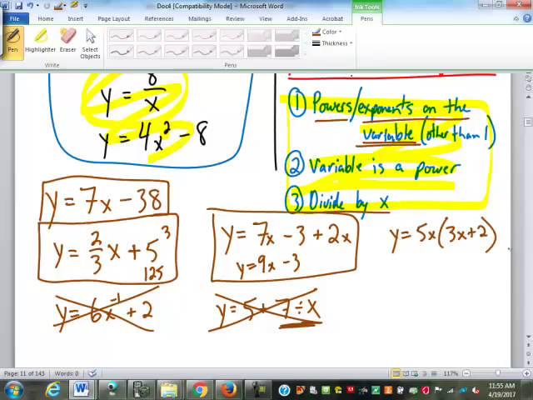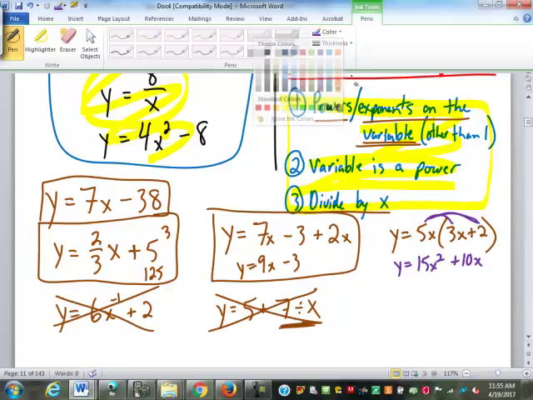How about this one? This one's kind of a sneaky way of doing it. Careful. If I distribute that through, 5x times 3x is 15x squared. 5x plus 2 is 10x. So it looks like it's okay at first, but if we actually carry it out, it does have a power on the variable. So that is not a line.